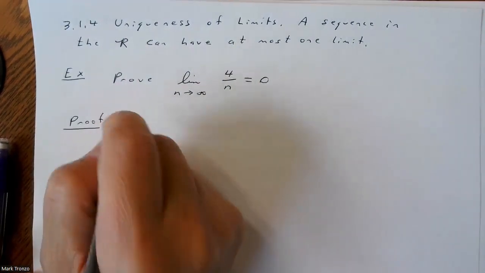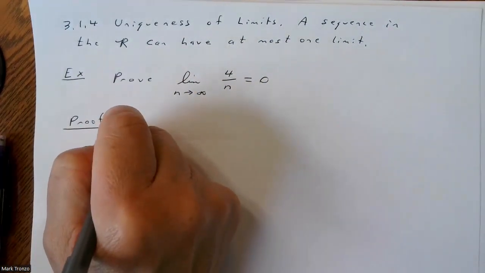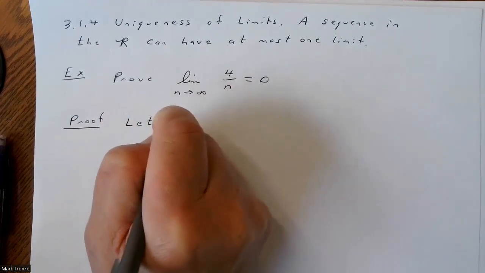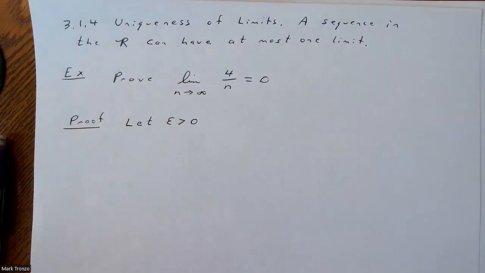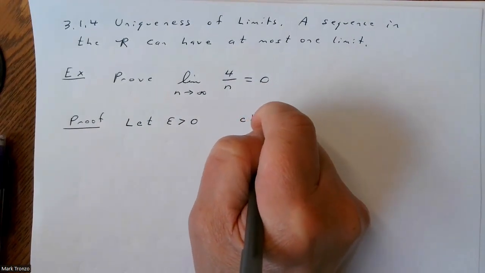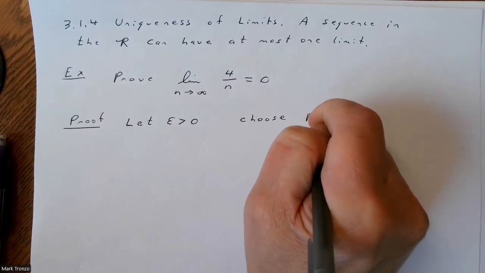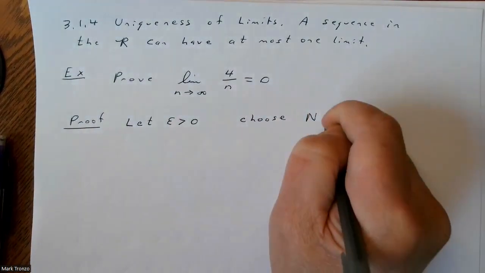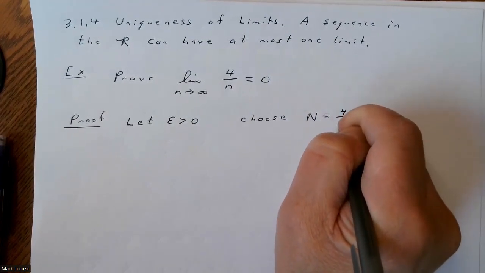So again, the proofs will start like this. Because we want it to work for any epsilon, we're going to say let, and that's something we always do. We want to pick something arbitrary. We'll just say let epsilon be greater than 0. And then we're going to choose our natural number, that N of epsilon that they had in the definition, but I'm going to leave off the N of epsilon. Choose 4 over epsilon.